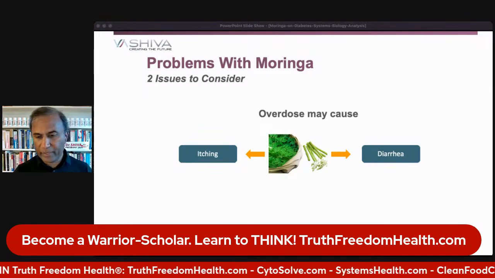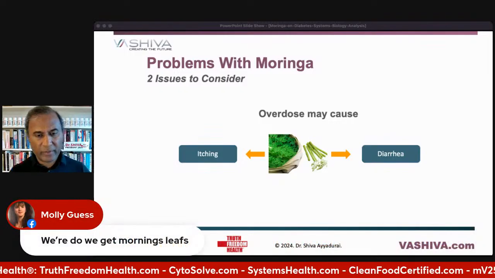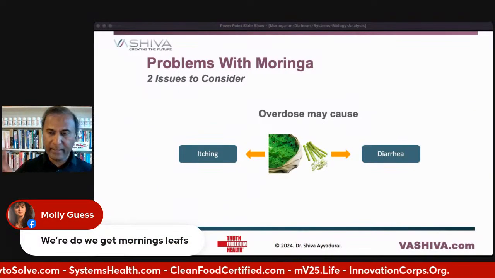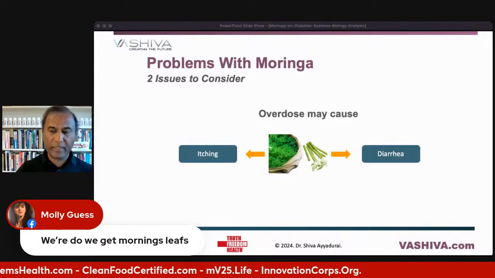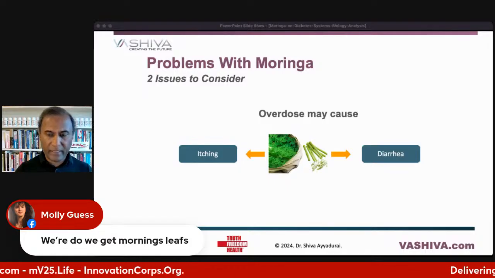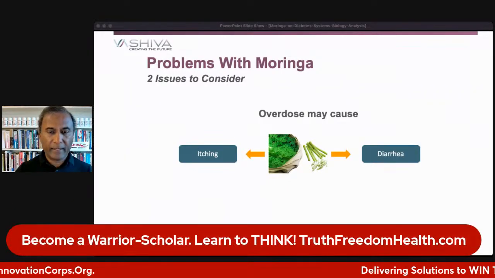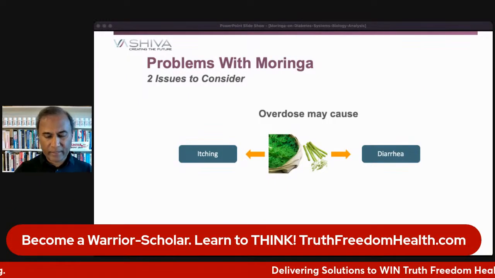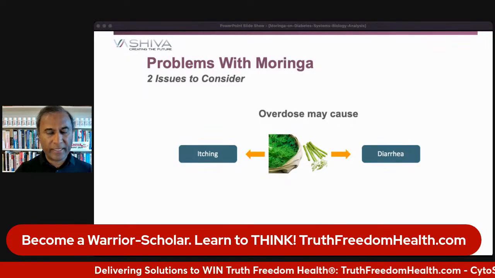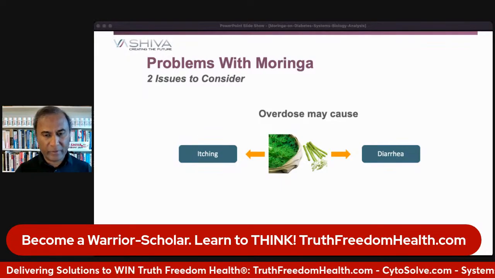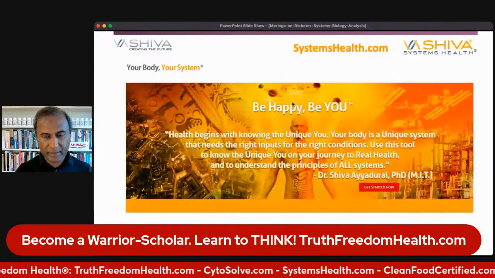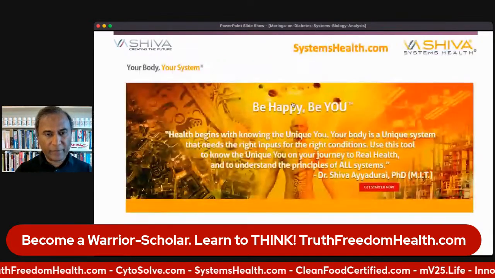Someone's saying, where do we get Moringa leaves from? Yeah. So in the US, Molly, you can go to Indian stores. There are Indian grocery stores now. You can get it online. You can order it. But the Indian grocery stores actually sell the leaves and you can get it from there. A nice way to prepare it is you take a little bit of ghee, which is clarified butter, very lightly, and you can saute it. And it releases a lot of the nutrients. But that's one place you can get it. There's probably other places.